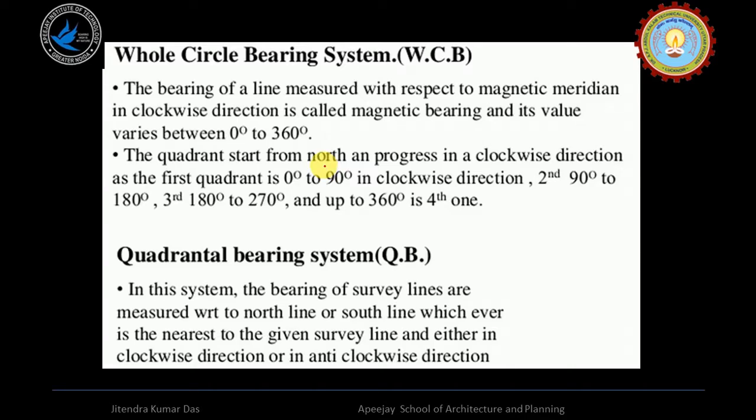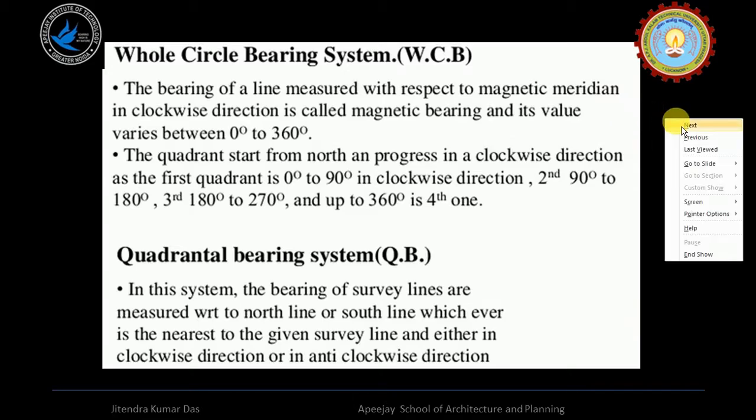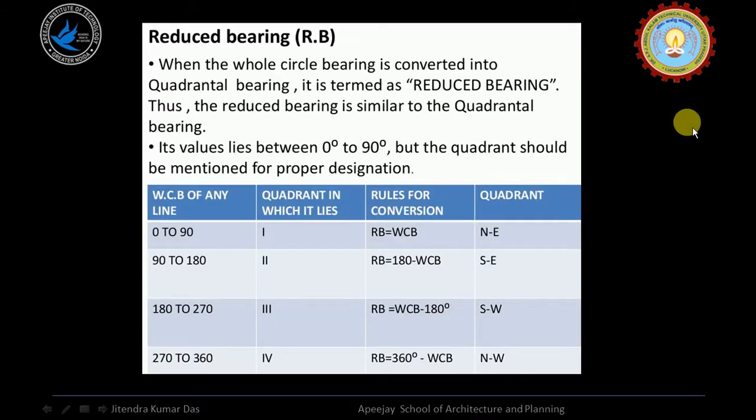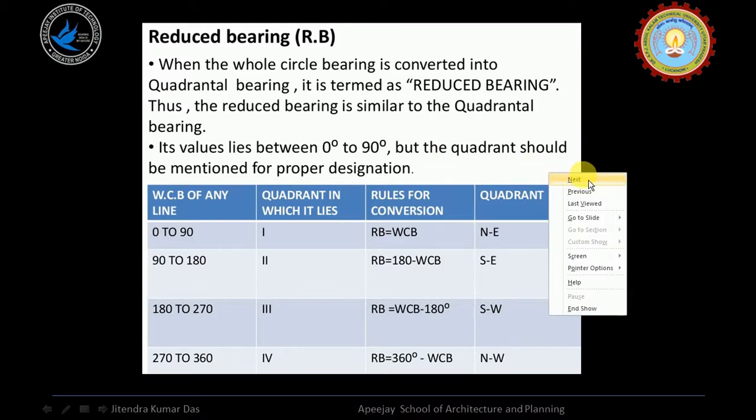Quadrantal bearing. In this system, the bearings of survey lines are measured with respect to the north line or south line, whichever is nearest to the given survey line, in either the clockwise or anti-clockwise direction. Reduced bearing: the conversion of a whole circle bearing into a quadrantal bearing is the reduced bearing. Thus, the reduced bearing is similar to the quadrantal bearing, and its value lies between 0 to 90 degrees, but the quadrant should be mentioned for proper designation.